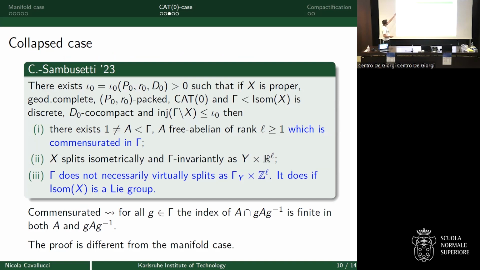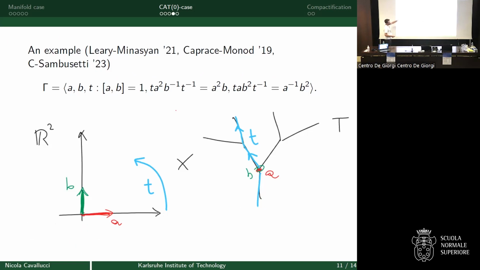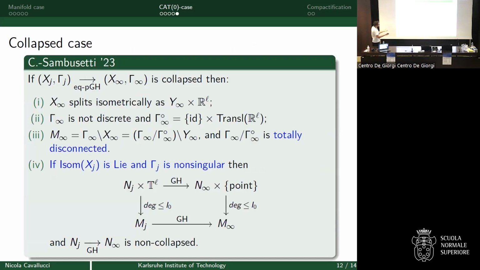However, more or less, this theorem says that this one is the only new example that exists. And indeed, we can describe also in this case what happens. In the collapsed case, the limit space splits because every space splits. Here it's maybe more difficult to describe the connected component of the identity, but it's the same as before. Okay, so you have this nice description.